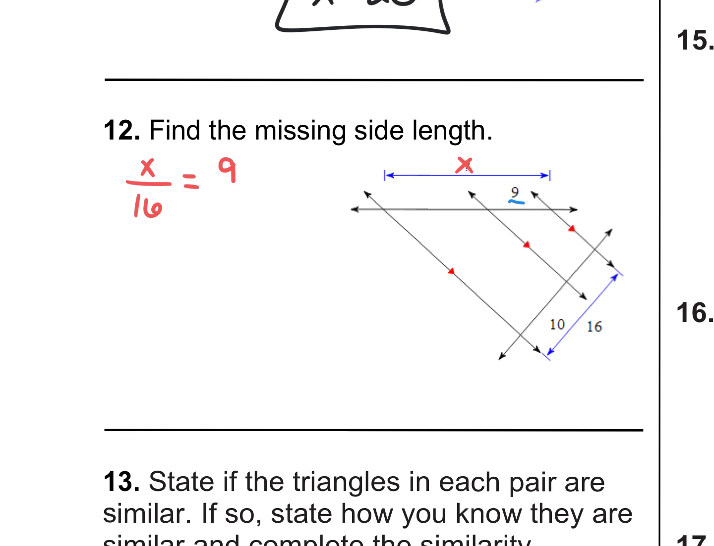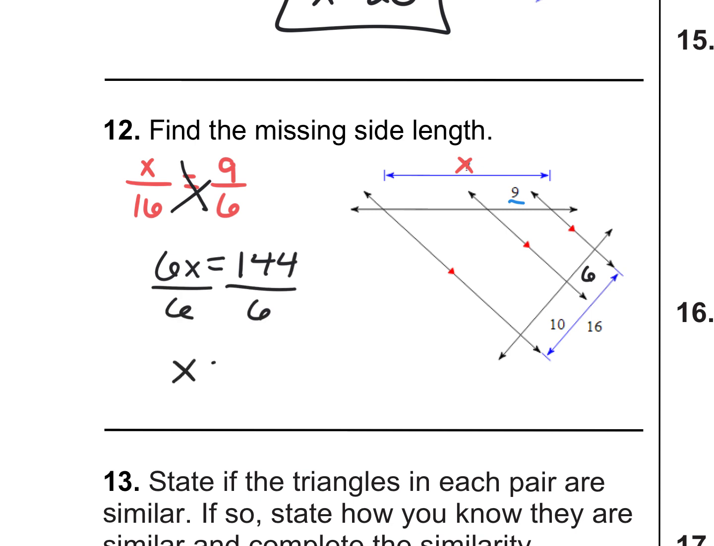Okay, so do you agree for 9, I have to figure out what this is? Yeah. Okay, so 16 minus 10, 6. So this would turn into 9 over 6. Okay. If I cross multiply that here, I get 6x equals 144. Divide by 6, x equals 24.